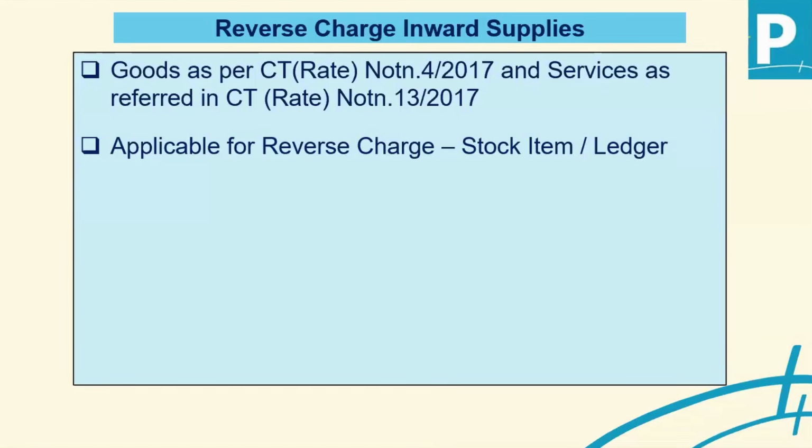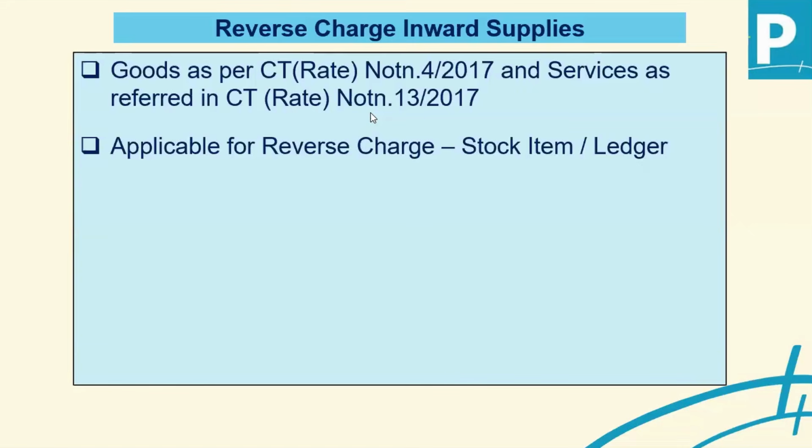Then the applicability for reverse charge is taken care of in both stock item as well as the ledger, because RCM is not specific to services. It is also applicable to scrap, no? Sorry, goods also. Goods example is scrap, what I mean to say. So similarly, cotton, cashew nuts, so many other products also listed down in the RCM applicable products. So Tally ensures you can calculate the reverse charge in the stock item also, as well as the ledger, right?